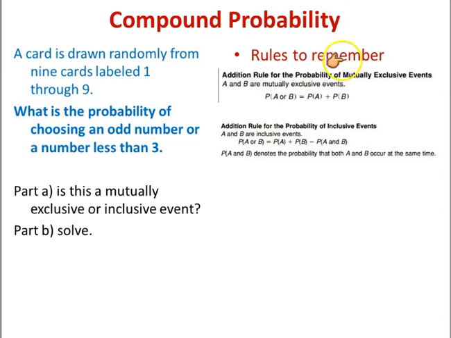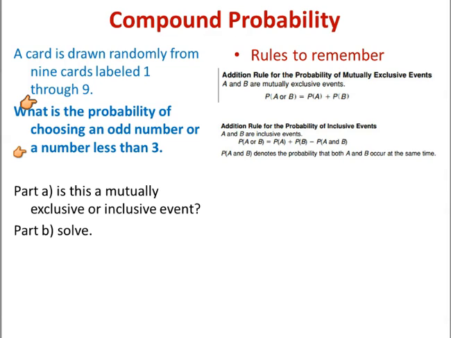So let's look at some event examples here. So first of all, a card is drawn randomly from 9 cards labeled 1 through 9. So we've got 9 cards and they're labeled 1 through 9. What is the probability of choosing an odd number or a number less than 3?